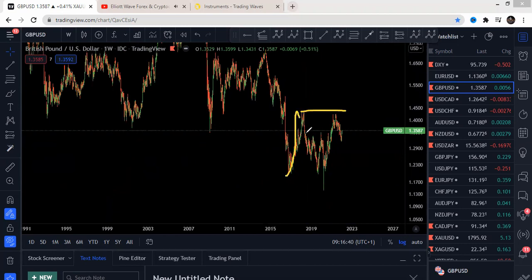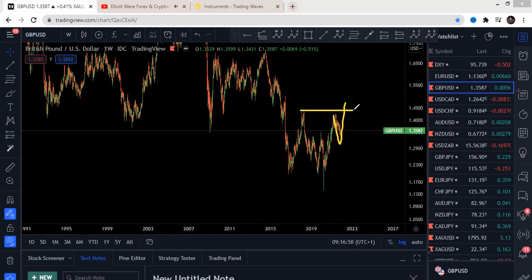So we were looking for this to have completed its running flat and for this to continue to the downside like this. So that would have been a nice ABC, ABCD running flat, and then we push to the downside. But it looks like we've only come down here correctively. This is a corrective structure and we're still going to get one more up.